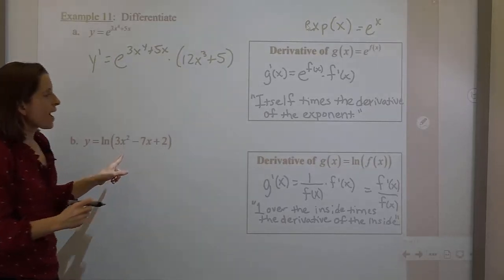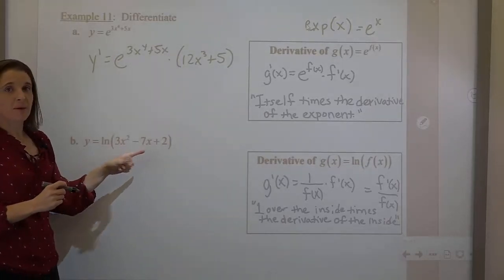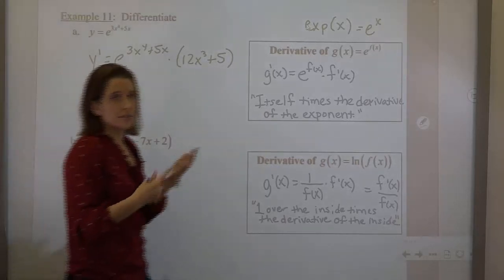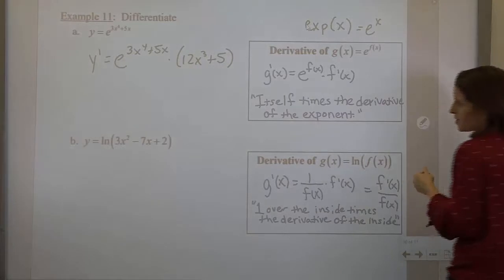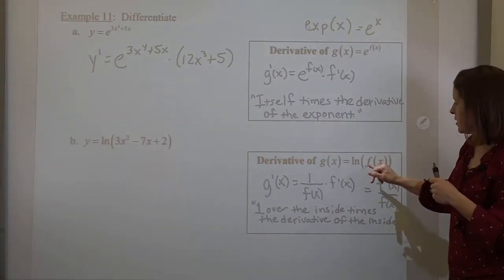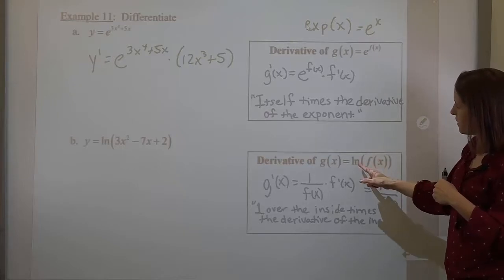Okay, so what if we have ln of something more complicated than x? So now my outside function is ln, my inside function is whatever. In this case, some power rule stuff. So what does the chain rule look like here? I would take the derivative of the outside function.